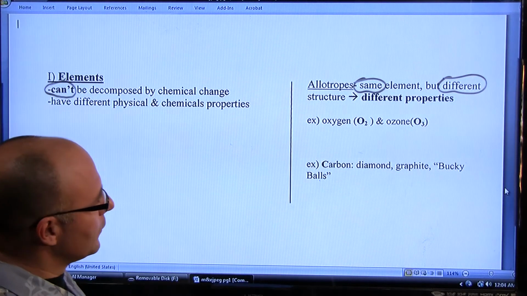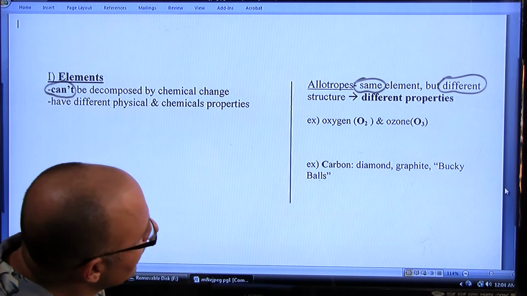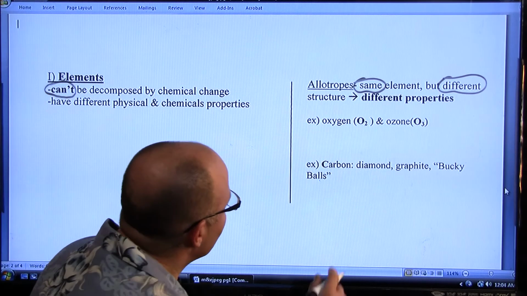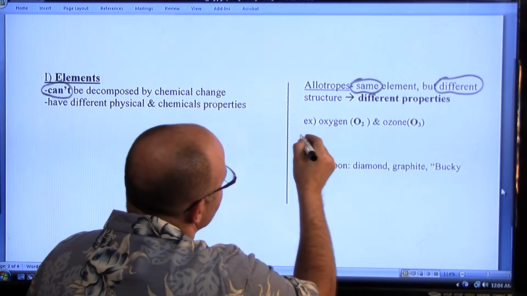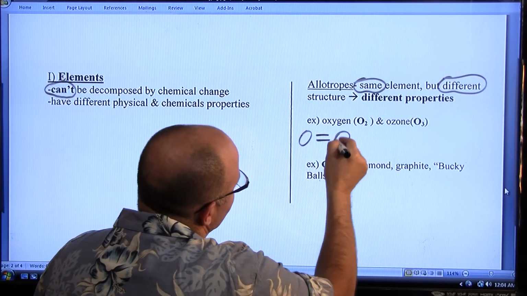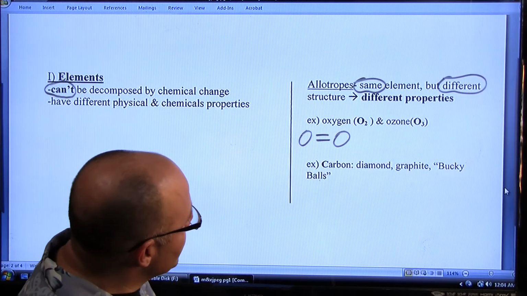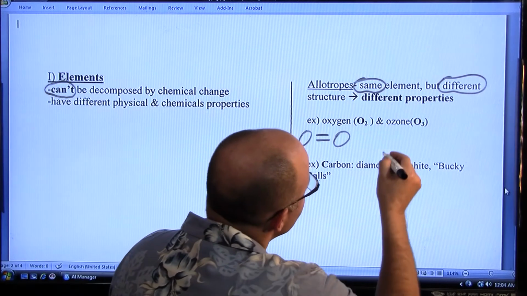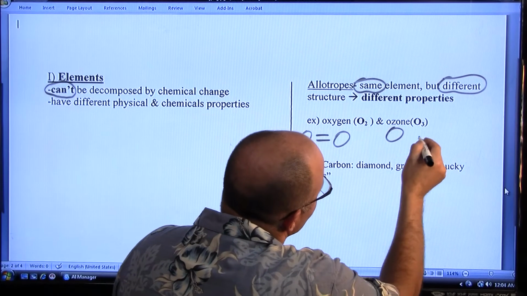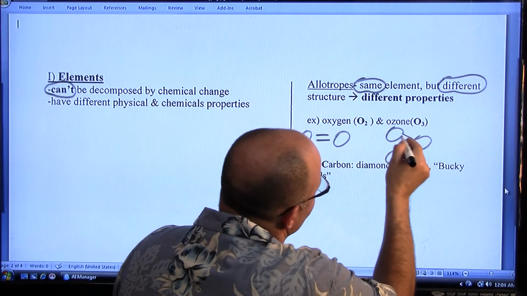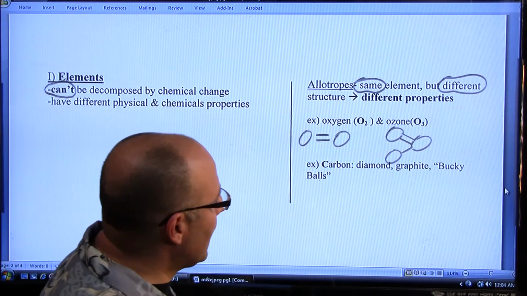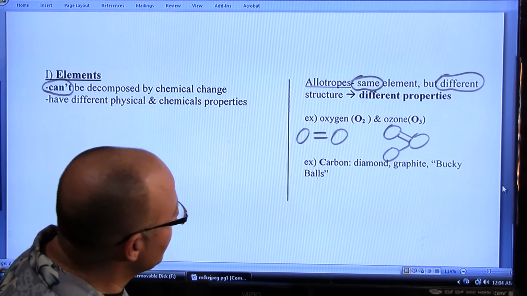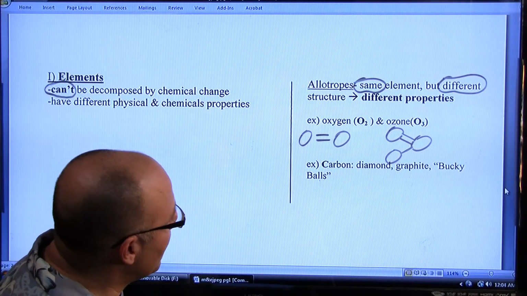but because there's a difference in structure, there will be difference in properties. Common examples of allotropes would be the allotropes of oxygen, O2, ozone O3. To illustrate the difference in structure, let's draw an oxygen molecule, two oxygen atoms with an equal sign, which represents a double bond. An ozone molecule would be three oxygen atoms on an angle, and you wouldn't have to know that by heart, but the point is that because they have a difference in structure, they'll have a difference in properties.